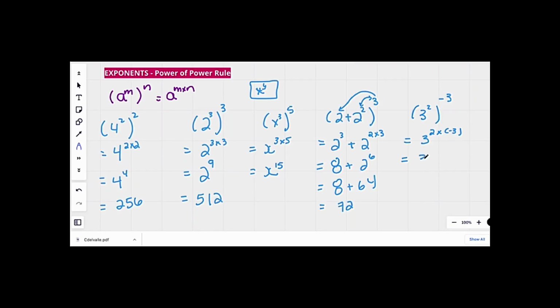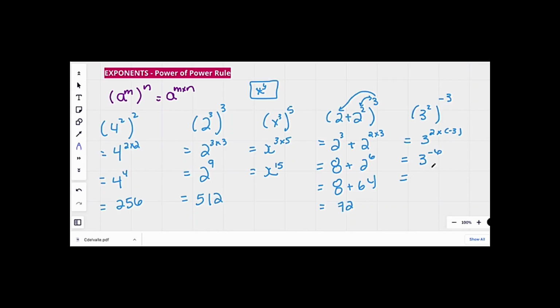So that becomes, the 3 stays the same because it's the base. 2 times 3 is 6, but because the 2 is positive and the 3 is negative, we end up with a negative. If you need a refresher on integers and multiplying integers, we do have a video already available for you to watch.